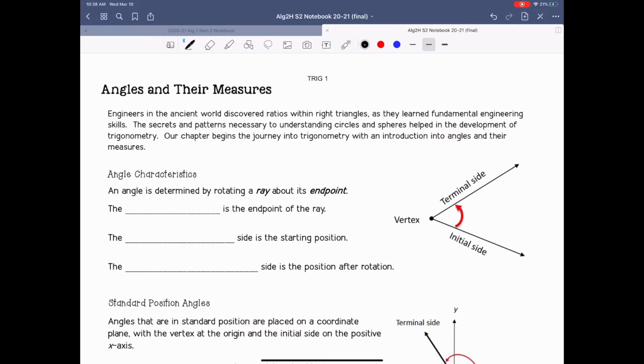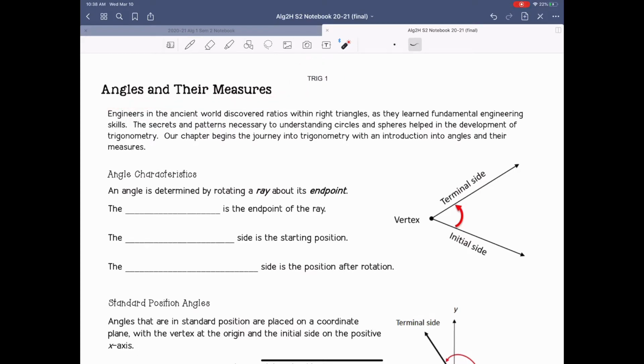You're going to need to know trig for pre-calculus, you're going to need to know it for calculus, and if you move on to a mathematical related field in college, you are certainly going to be utilizing this idea of trig. So we're going to spend some time in this class introducing you to trig, and we are going to make sure that you leave this class feeling confident once you step into those future math classes. So we are going to begin our study of trigonometry with trig number 1 on angles and their measures.